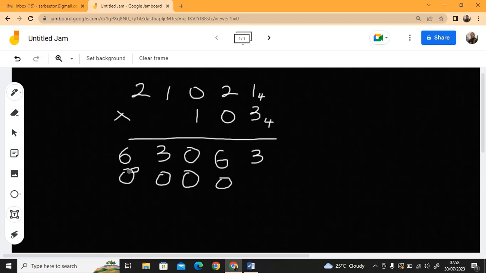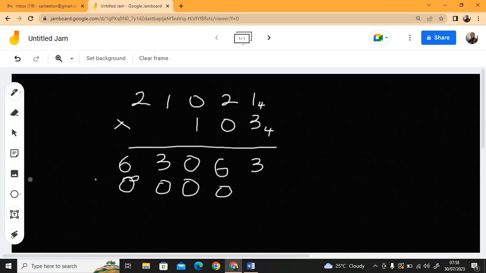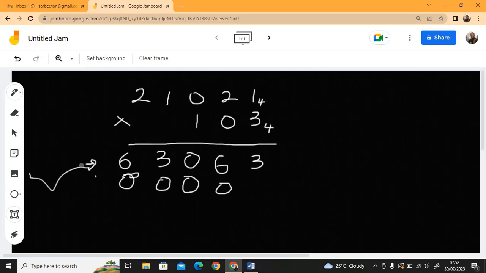Then 0 times 1, 0 times 2. Sorry for this, the pen. Right? Now 1 times 1 is 1. 1 times 2 is 2. 1 times 0 is 0. 1 times 1 is 1. And 1 times 2 is 2.